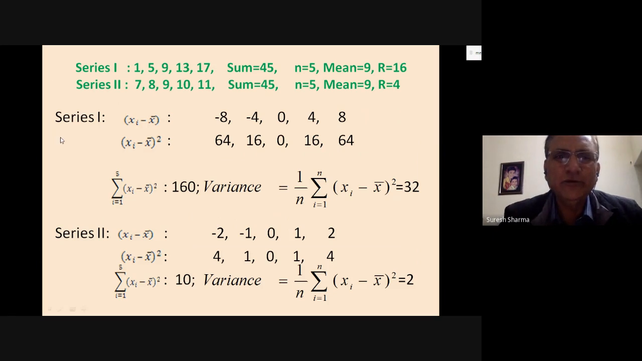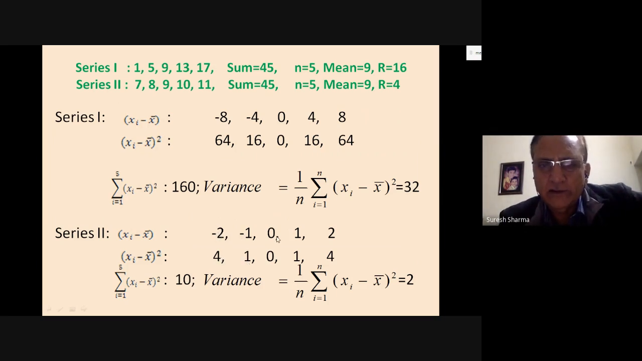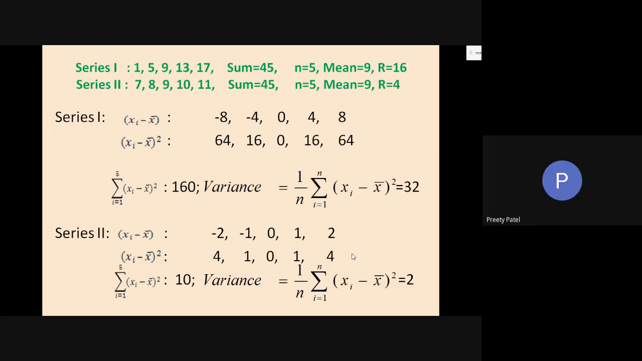So let me square this difference. If you square all the differences, let's say XI minus X bar square. So minus 8 square will be 64, minus 4 square will be 16, 0, 16, and 64. Same thing you can do for series 2. So minus 2 square will be 4, minus 1 square 1, 0, 1, and 4. Is that okay?